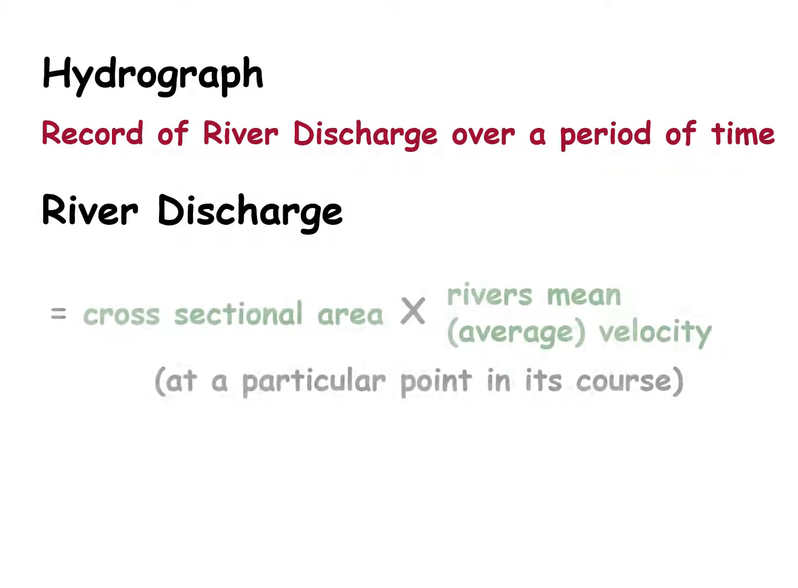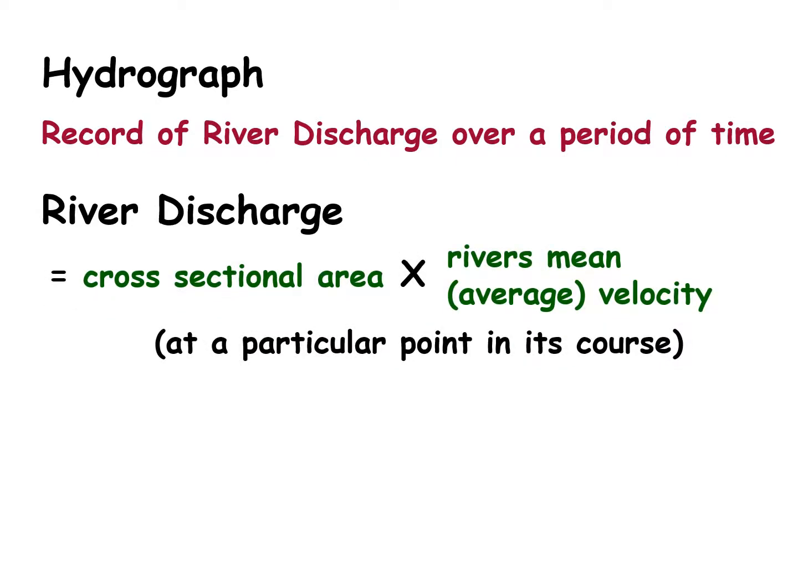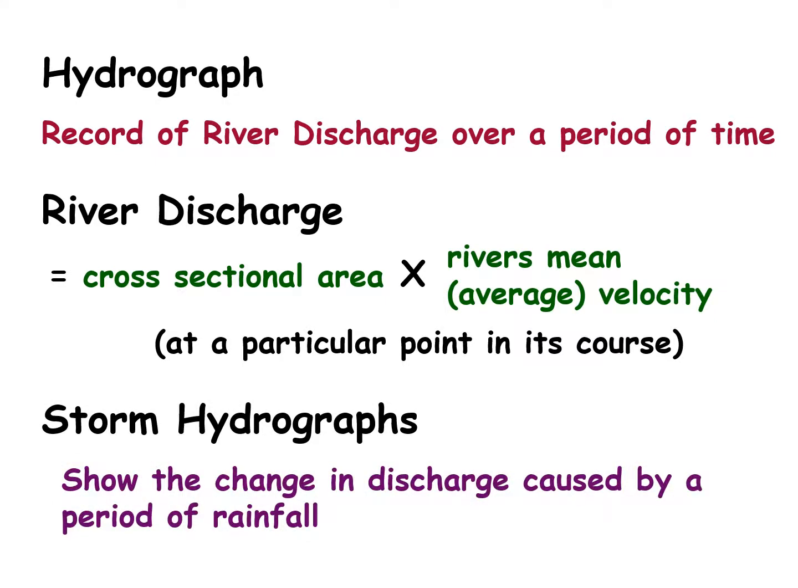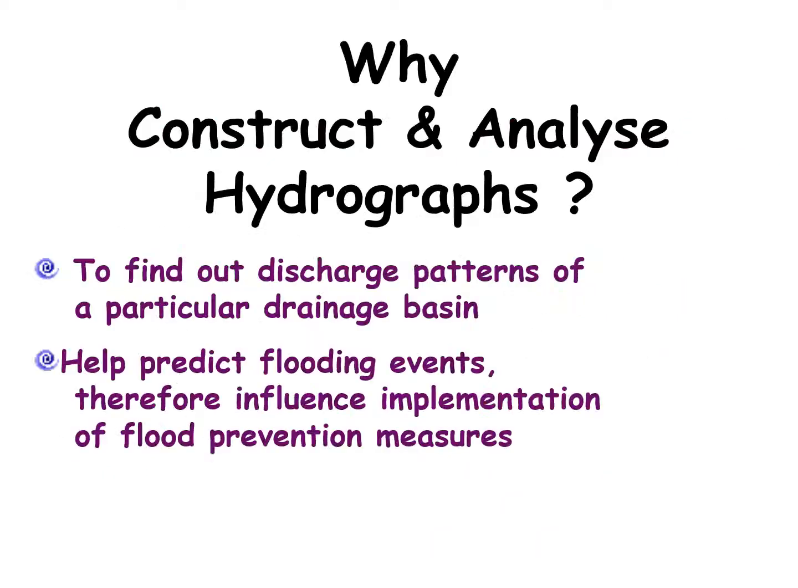And river discharge, we know from the previous class, Q equals area times velocity. The same here: river discharge will be equal to the cross-sectional area times the river's mean average velocity at a particular point in the course. Storm hydrographs show the change in discharge caused by a period of rainfall.